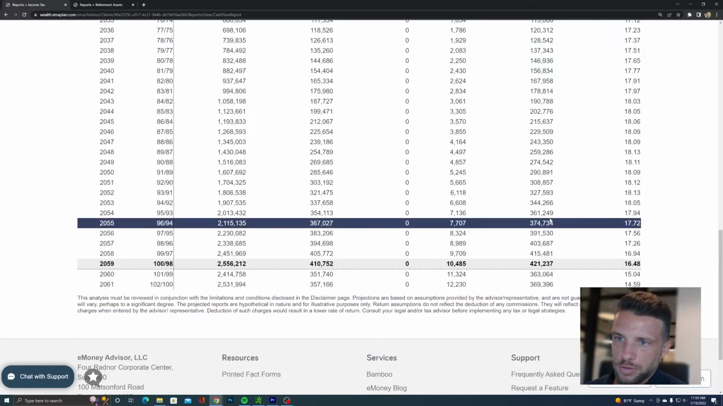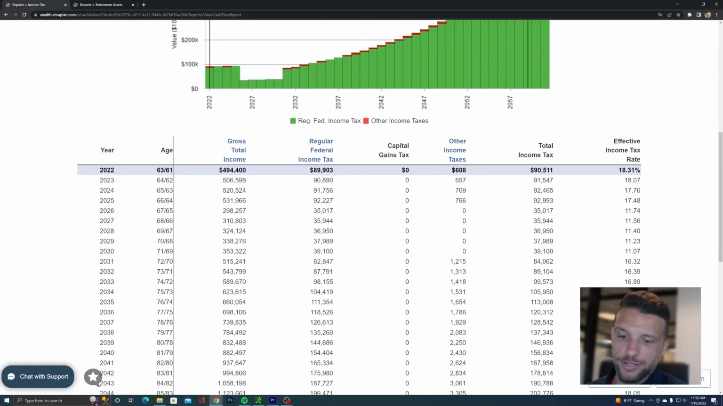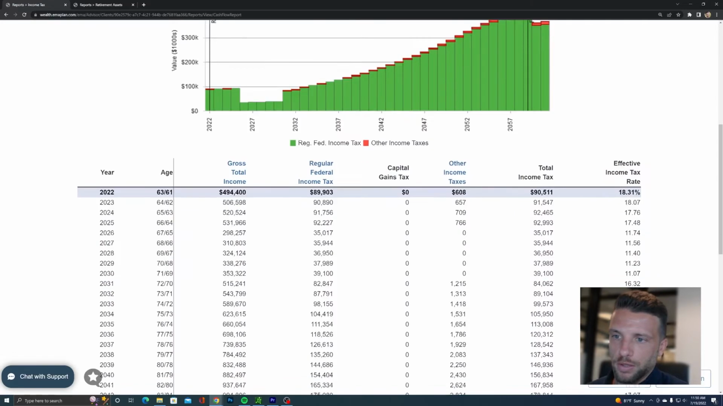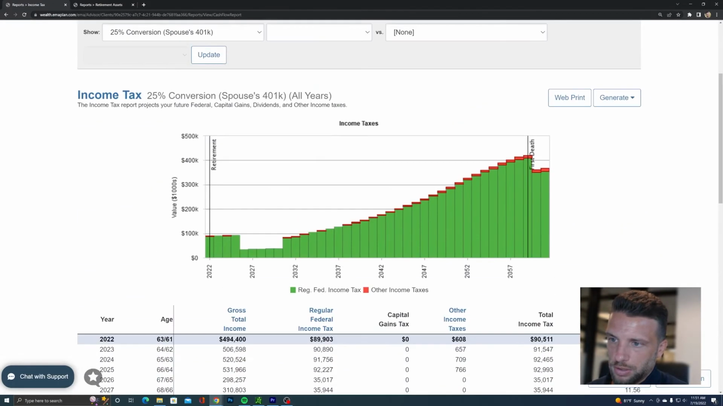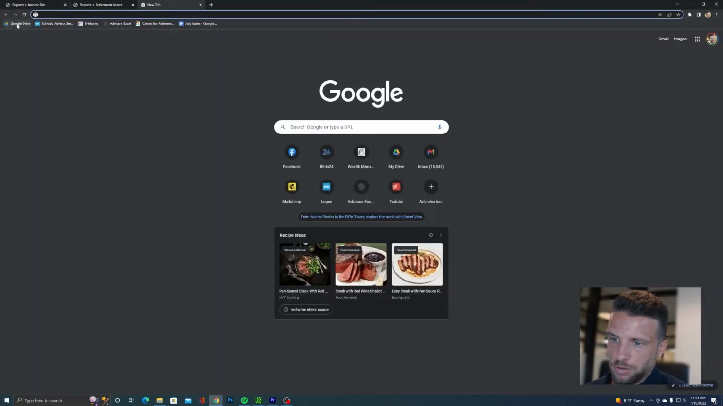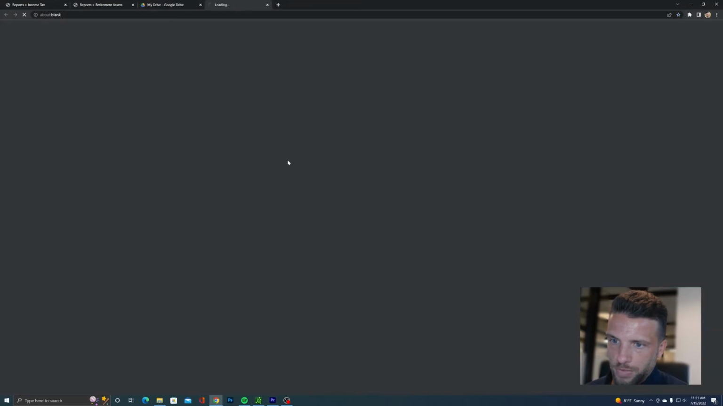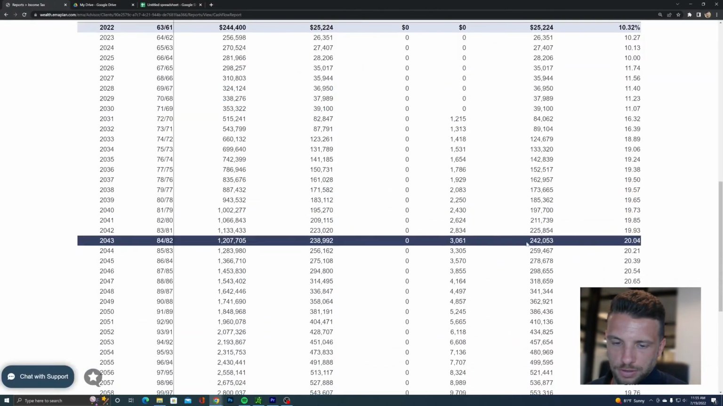So I normally just do this in Excel sheet because, for some reason, the system doesn't give a lifetime total down here. So what I can do though is open up an Excel sheet. So let's do just a new Excel sheet in here. And coming back, let's start with base facts so we can see what the tax is without the savings.